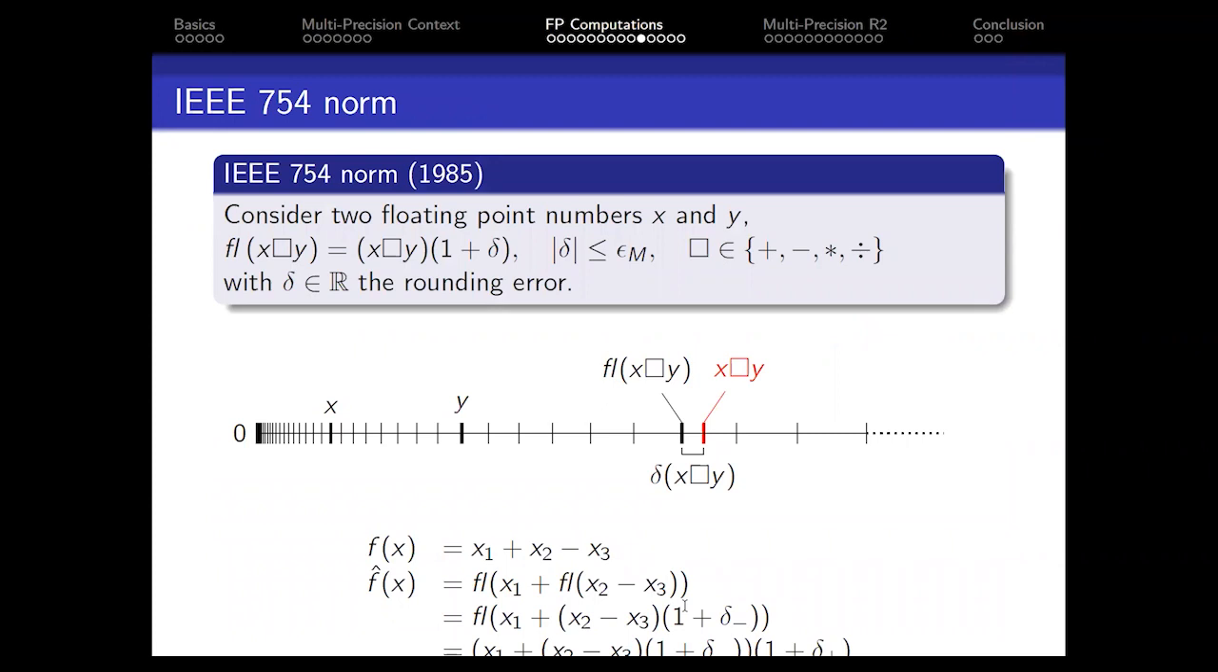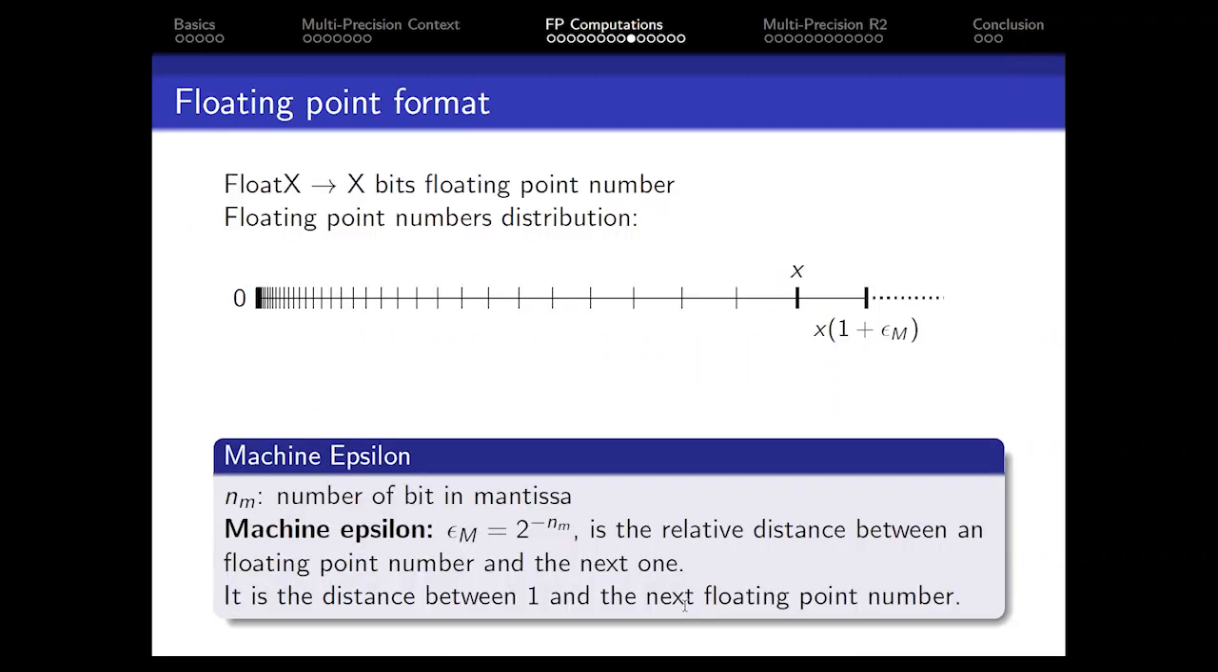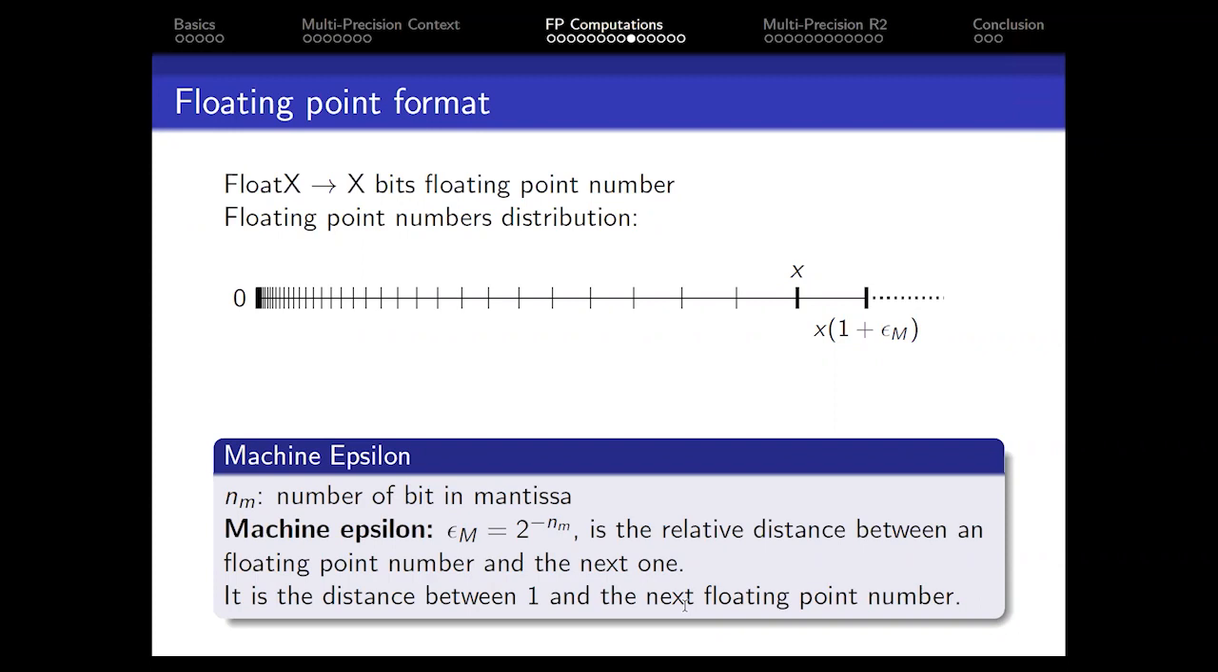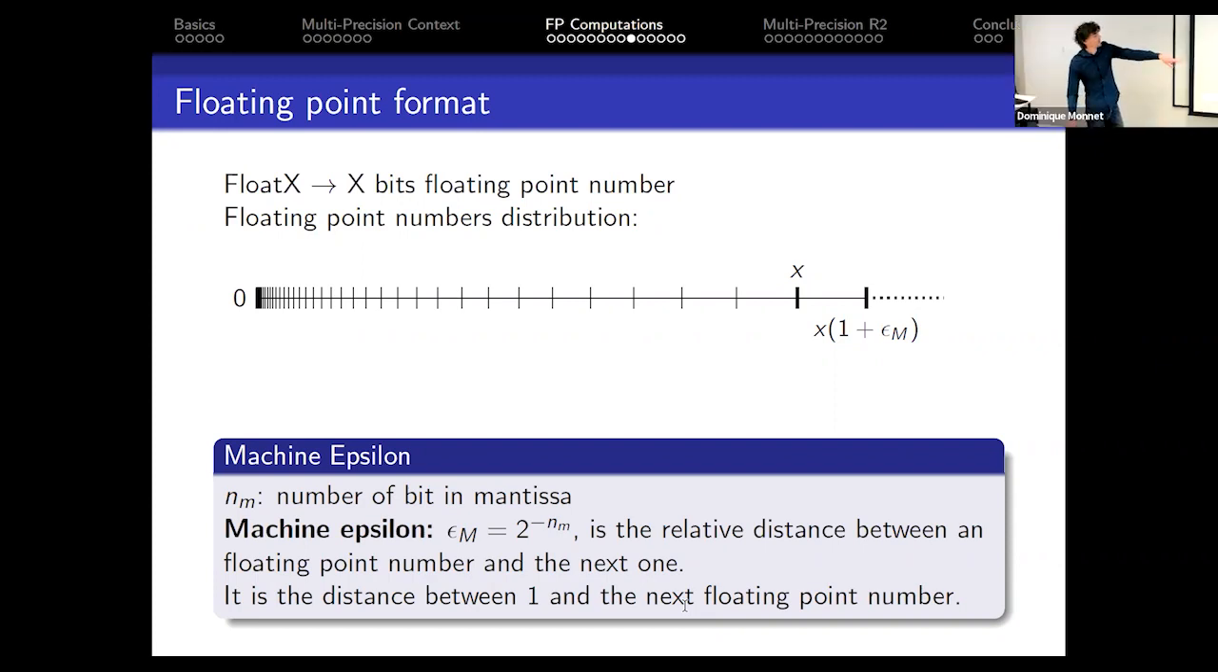Dominique wrote on his slide that machine epsilon is a relative quantity, so it's a fixed number. It does not depend on any x. It's just a property of the floating point system, but it's a relative measure. Yeah, sorry, that was confusing. Okay.